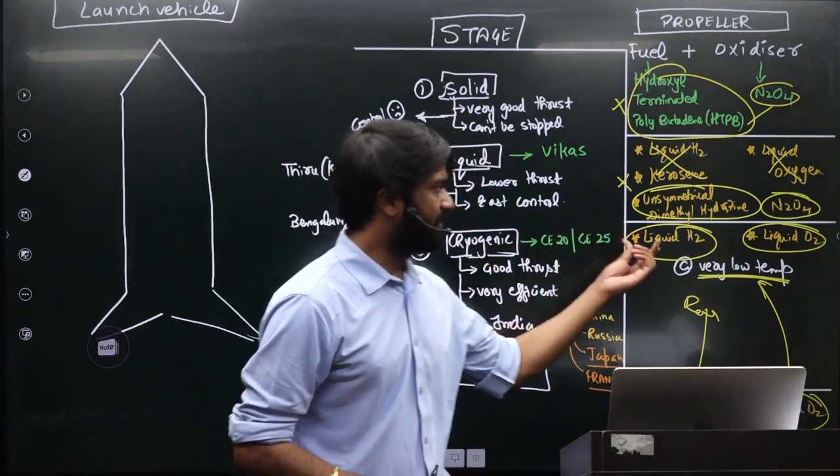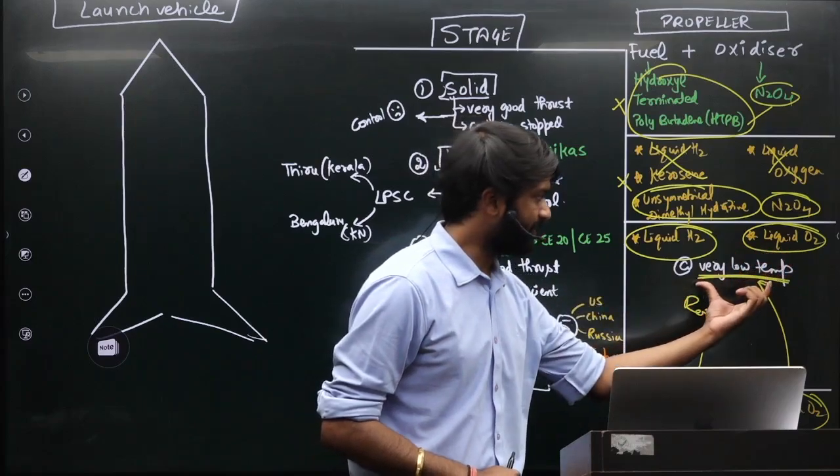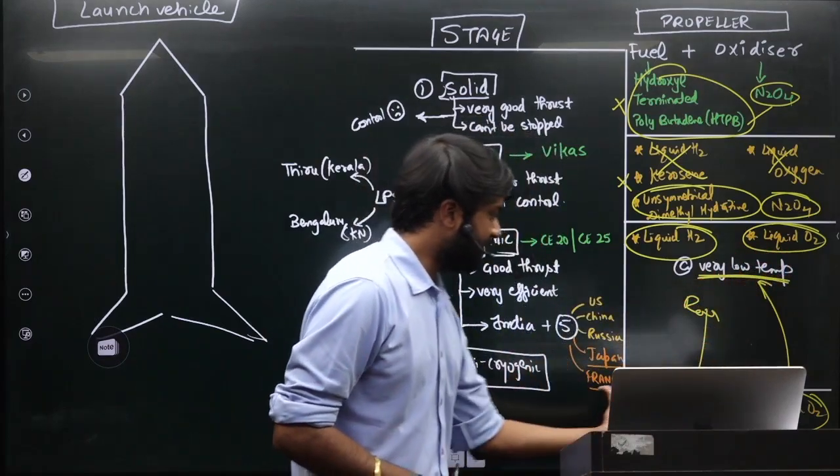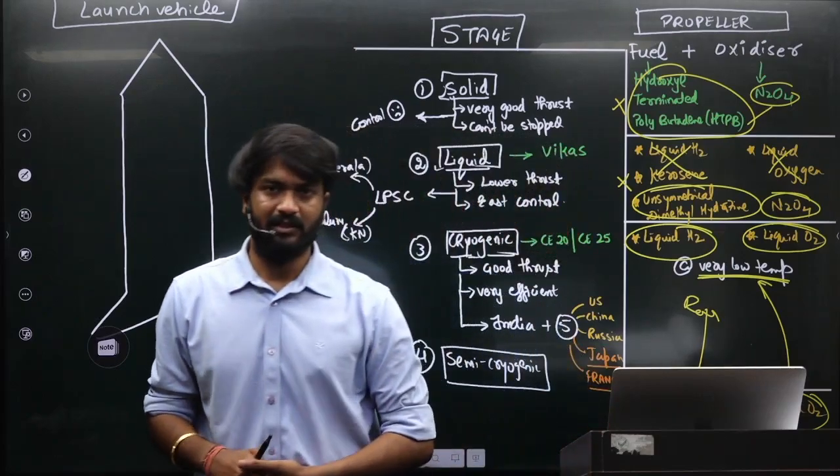In cryogenic, liquid hydrogen along with liquid oxygen is stored at very low temperature. In semi cryogenic, refined kerosene along with liquid oxygen are there.